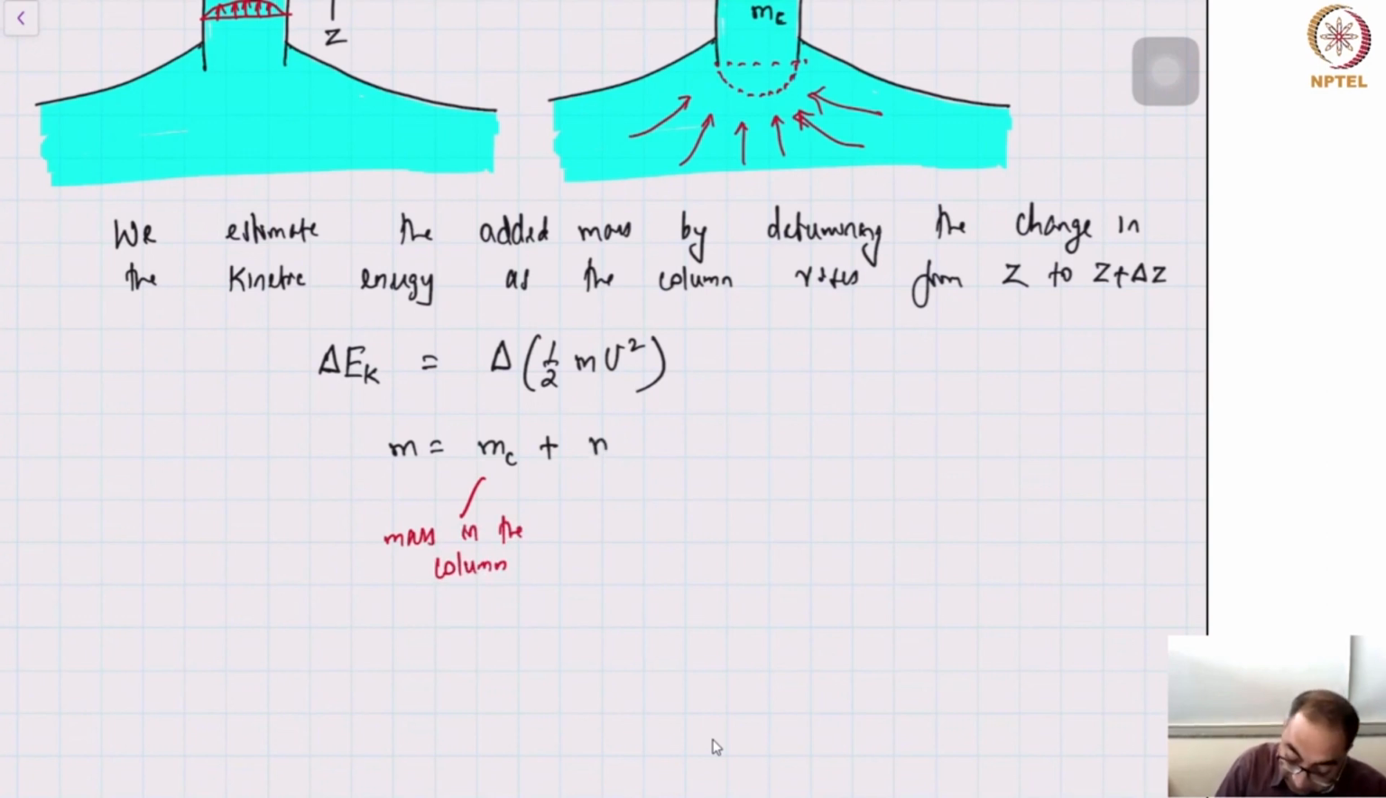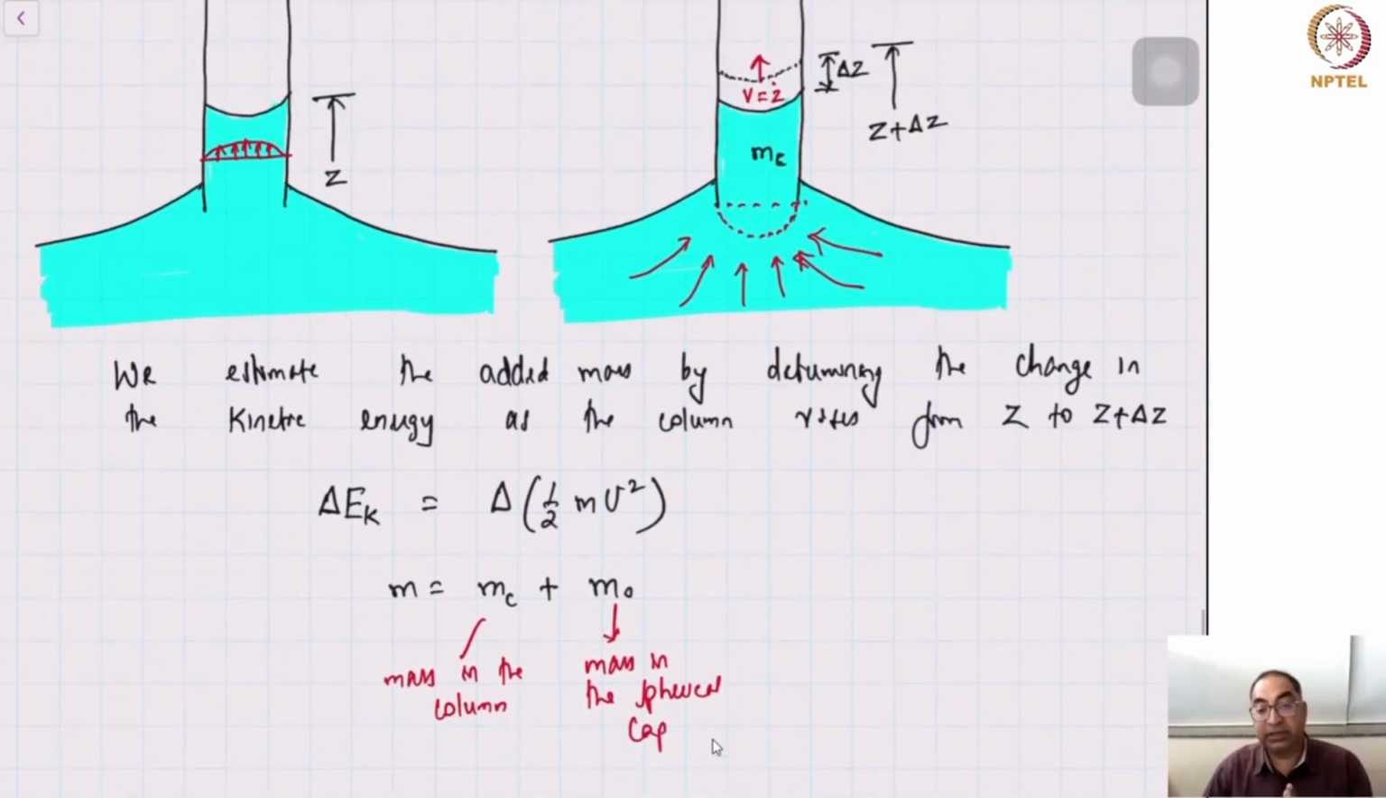Then I have m naught, that's the mass in the spherical cap. So in the process, if you look at the schematic to the right, when the fluid is rising, it is basically generating kinetic energy in the fluid. So we can say this is m naught, and this is the mass in the spherical cap.